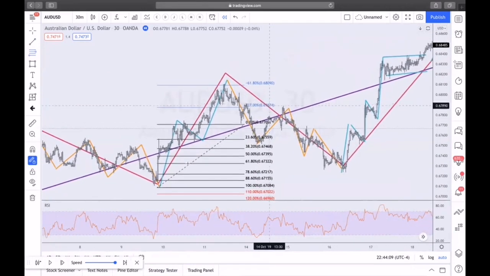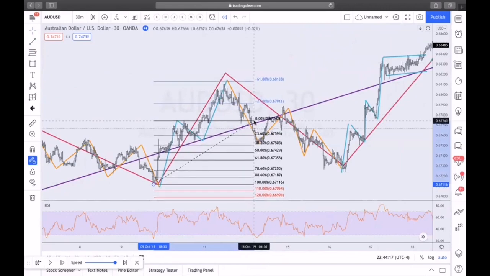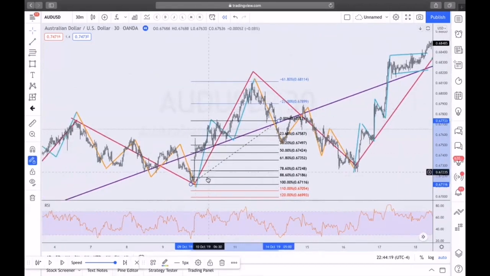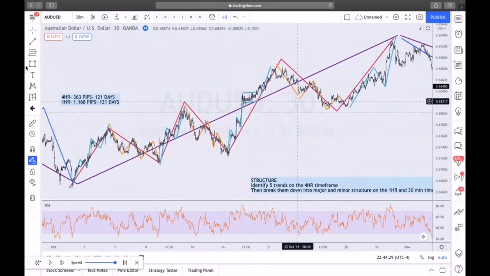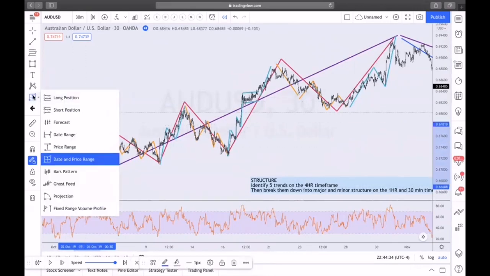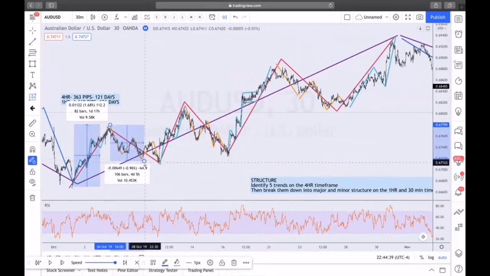We have point A to point B. Let me actually line this up. This should be here, and then this should be here. So we have point A to point B, price hits negative 61.8, then again goes into this orange downtrend. Now based off of our 30-minute structure, I'm going to use date and price range again. We have here, oh wait, this ended over here. Let me scoot this over here.